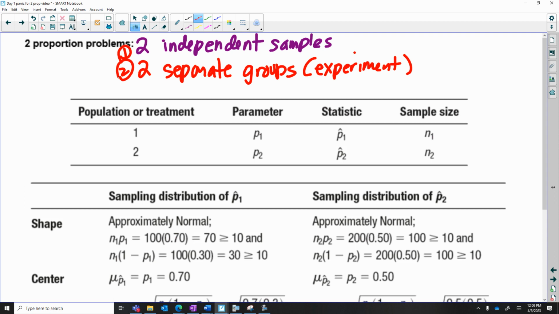Usually it's the first one, the 2 independent samples, 2 independent groups, okay? 2 separate groups, and they could be different sizes, by the way, okay? So population 1 or population 2, for example, here, or treatment 1 and treatment 2. The parameter is what you're estimating. You use the statistic P1 hat or P2 hat to estimate the parameter, and they may have different sample sizes.